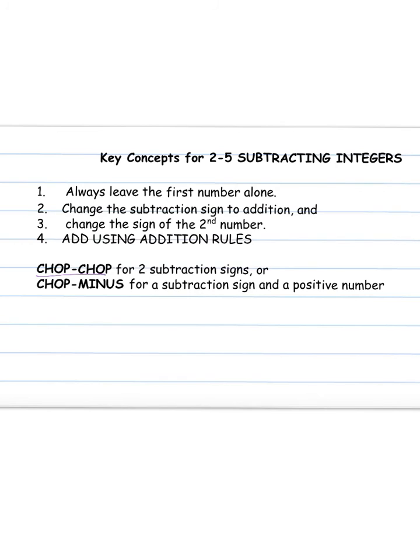Some things here, chop chop and chop minus. Chop chop is when we have two subtraction signs. So for example, if we had 6 minus a negative 5. Well, if we think about that, what we said was we turned that into 6, change it to addition, and we made it a positive 5. So chop chop, think chop chop. Notice how they are the same.